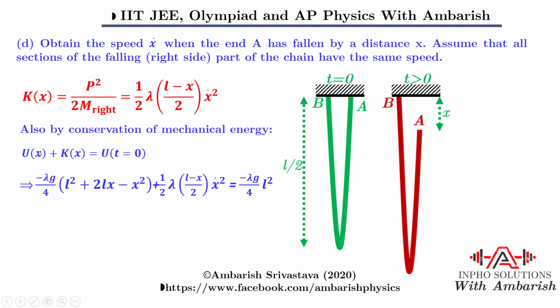So you just substitute the value of U(x) we have found in the previous part, and the kinetic energy expression you put over here, and then you put the value of U at x equal to 0 over here, and then you just need to rearrange the terms and solve for x dot. So if you rearrange these terms, you get the value of x dot as this expression. Okay, so that's our solution to part D.